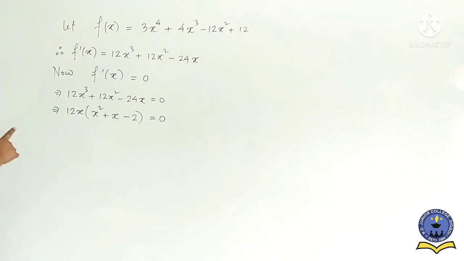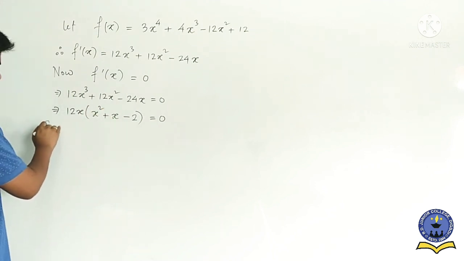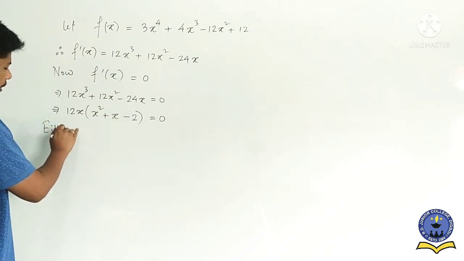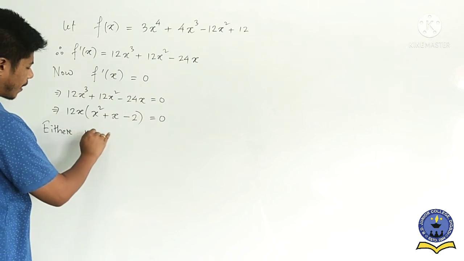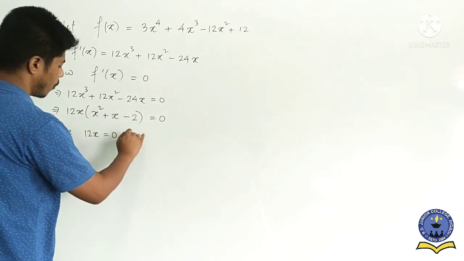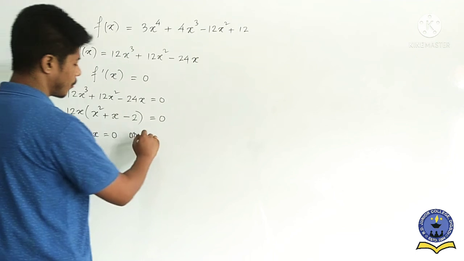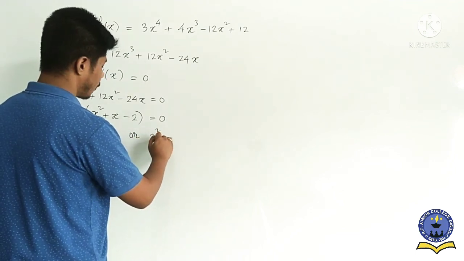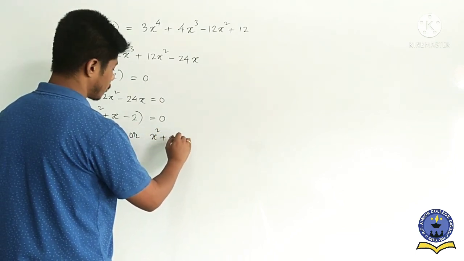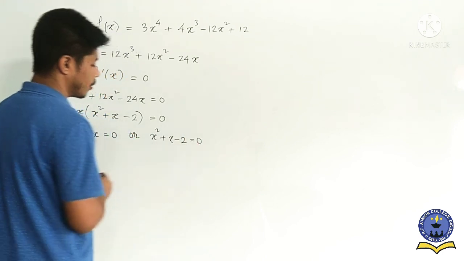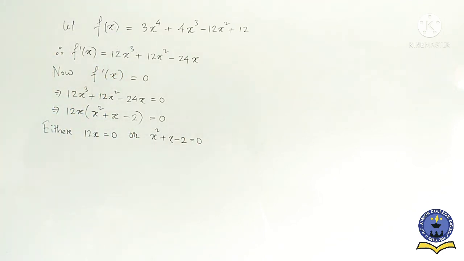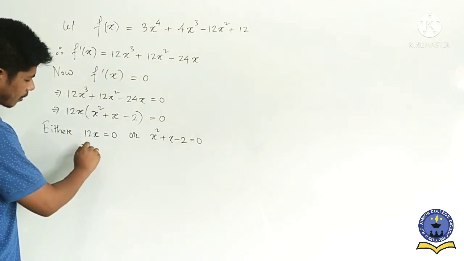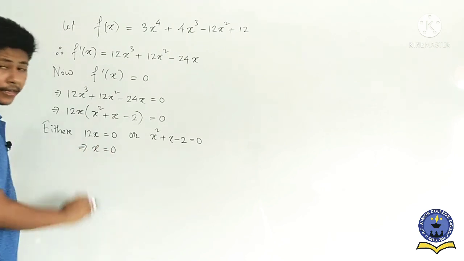Now from here you see either this 12x equals 0 or this part equals 0. So easily we can write either 12x equals 0, or the second part, x square plus x minus 2 equals 0. Is it clear? So from here, the critical point we get is x equals 0.